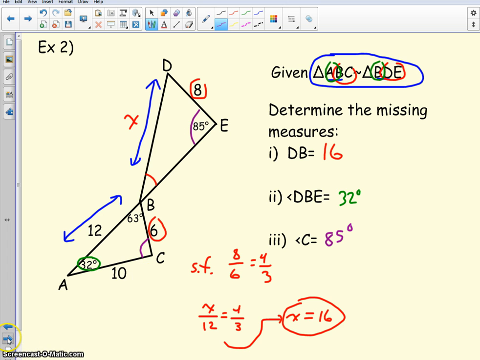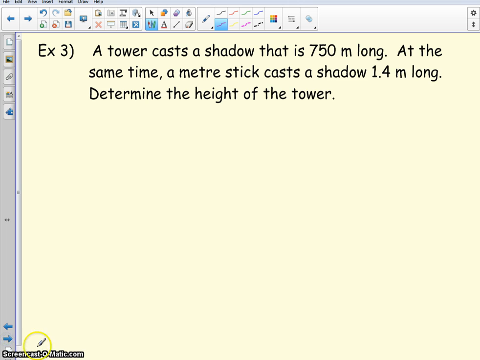One final example. And we're going to look at a word problem here. I want you to try and sketch this out and solve it on your own first. So pause, and when you're ready to go, push play.